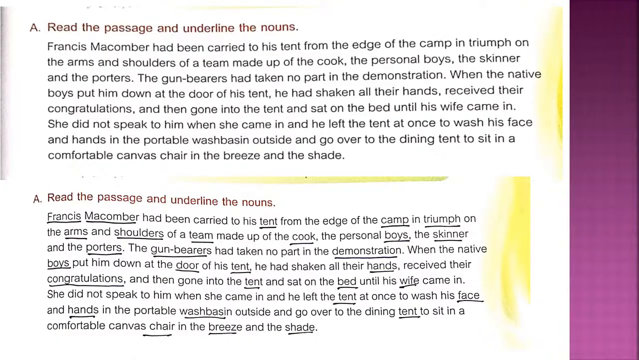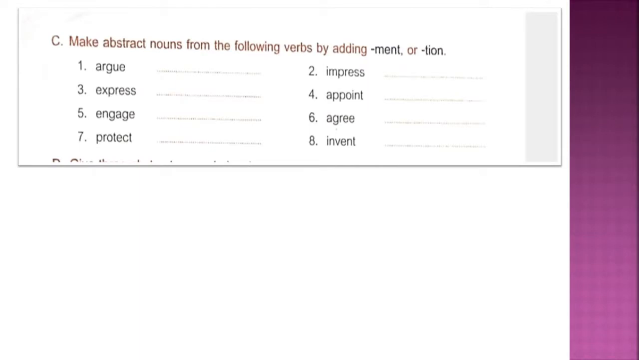Here are the answers, children. If you look at the given passage, the underlined words are all different types of nouns. Okay. So now you have to copy the answers in your textbook. Now let's move on to the next exercise, that is exercise C.